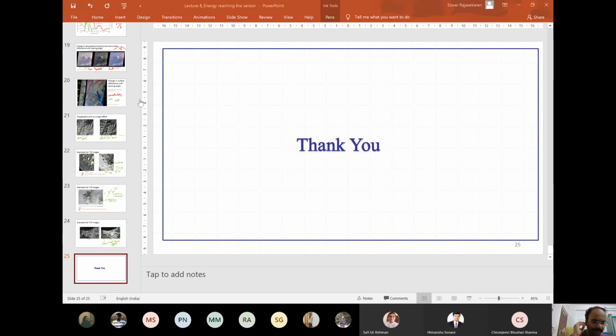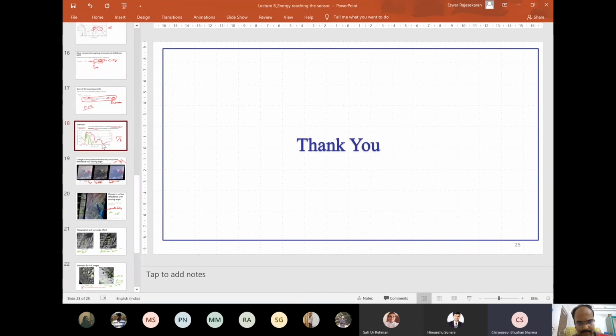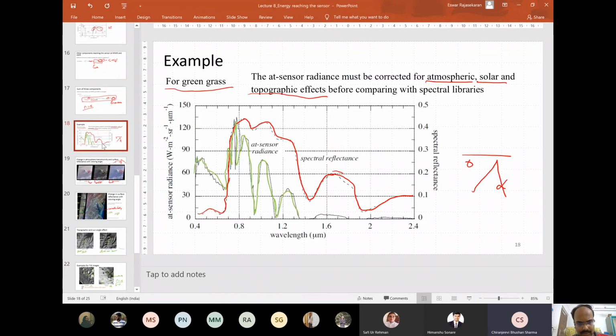Any questions? Sir, in those curves, the energy received by the sensor must lie entirely below the surface reflectance curve. But in the region between 0.4 to 0.8 micrometer, how is the sensor-reaching curve above the surface reflectance curve? Why is the green line above the red line? That's your question.